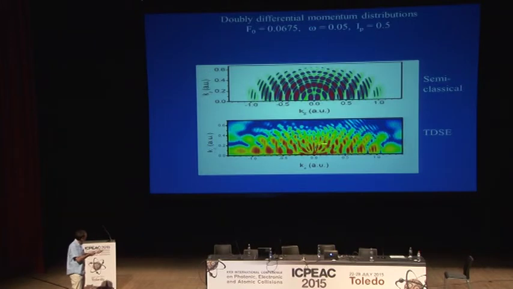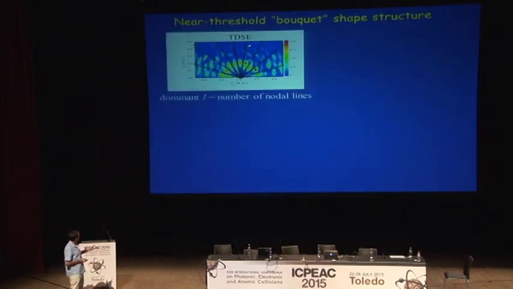So let's focus now on this structure. Here we have this structure similar to a fan that Spanish women are used to using in order to remove the heat from their faces. And the number of nodal lines is equal to the dominant angular momentum of near-threshold electrons. And how can we understand it? What is the origin of this structure?